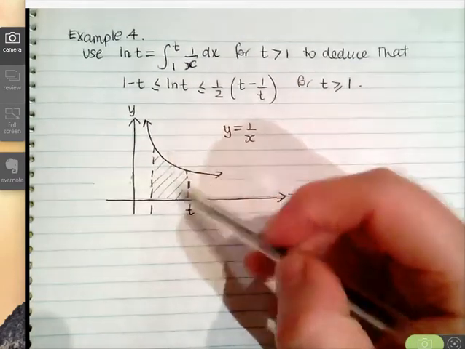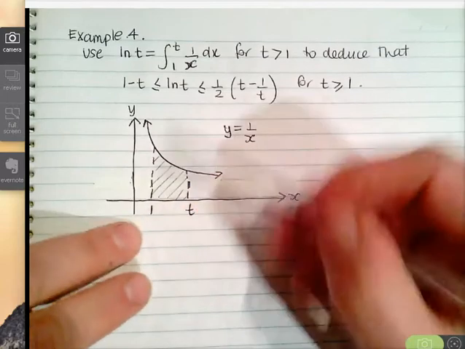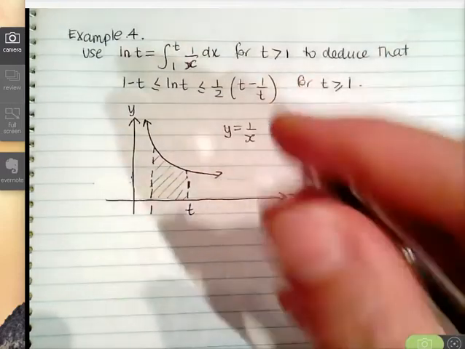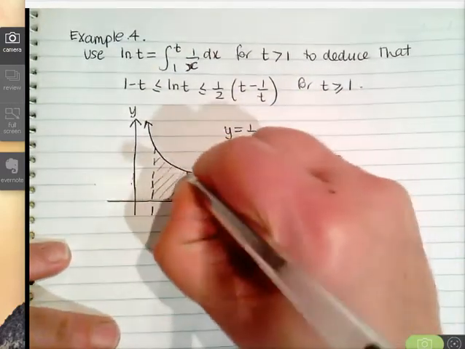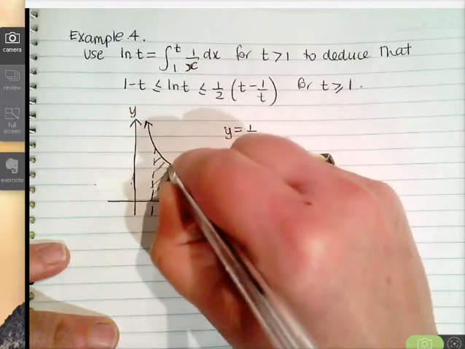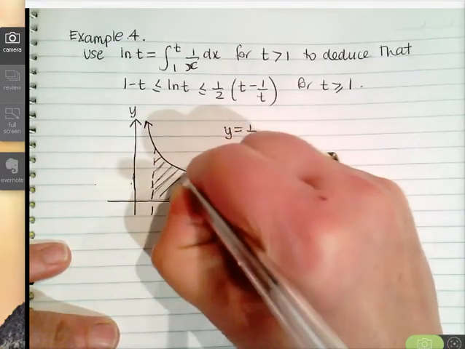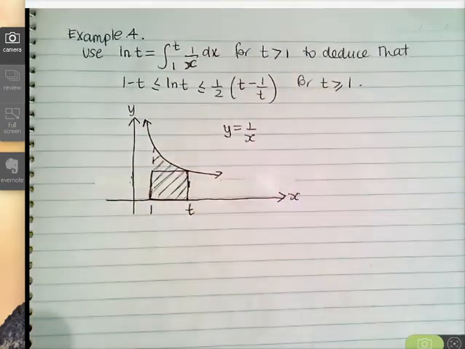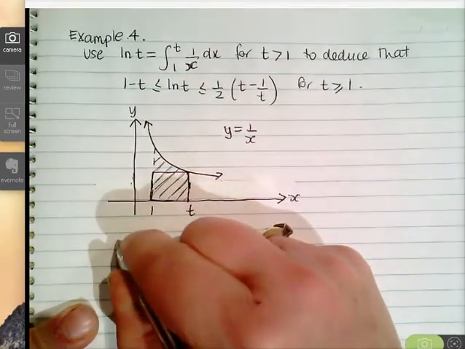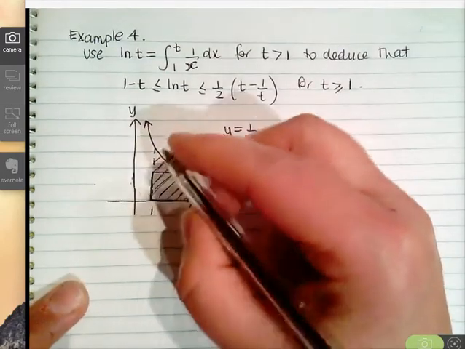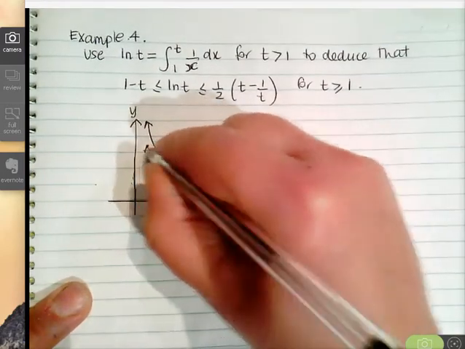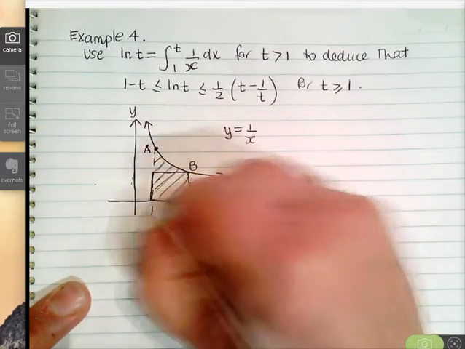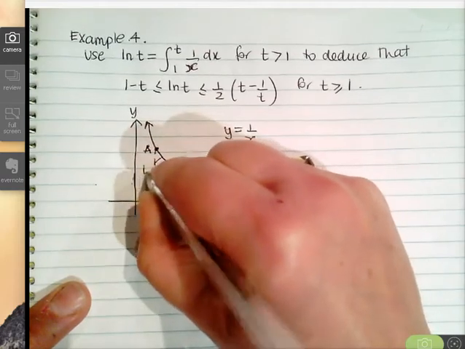Right, to find the area under the curve, it would be the integral between t and 1 of 1 on x dx. But we're going to break this up into two areas. Obviously, this shaded area is bigger than this rectangle that I'm drawing down here. I'm going to label the sides of this: I've got point A, B, C, D, and E.